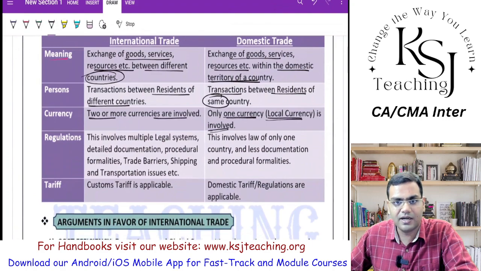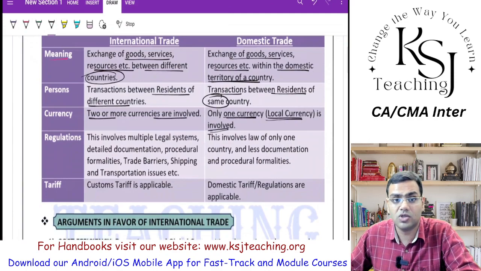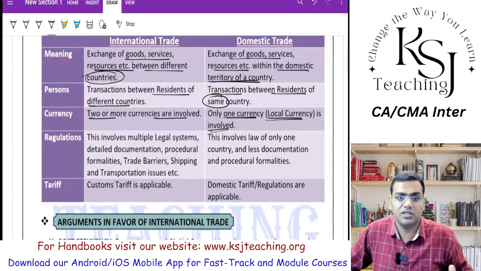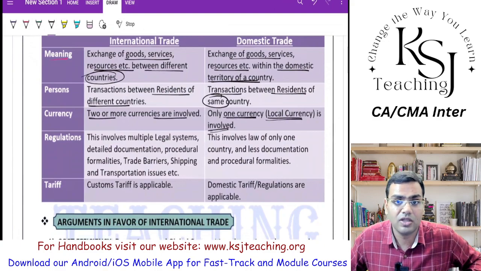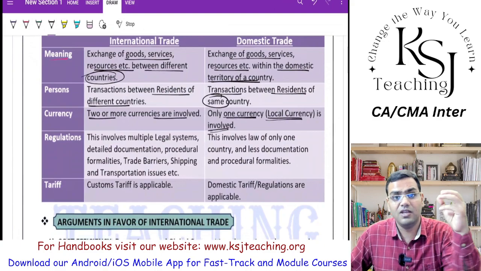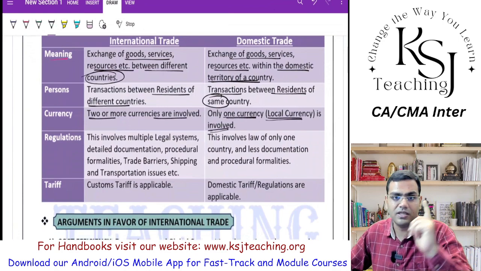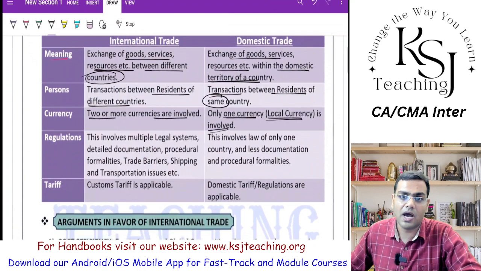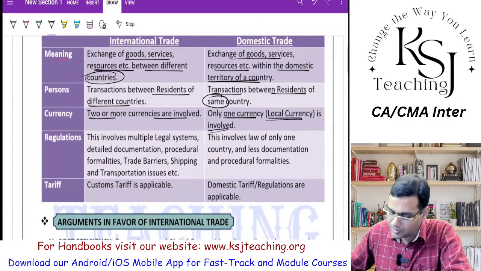It is not like that in one particular state the person is using the INR, in another state the person is using the US dollar, in another state the Canadian dollar, in another state the Australian dollar. That is not possible, right? When you are transacting within the domestic territory of a country, all the transactions will be done in one currency only. Whereas if you are going across the nations for the transactions, then multiple currencies will be involved, right?